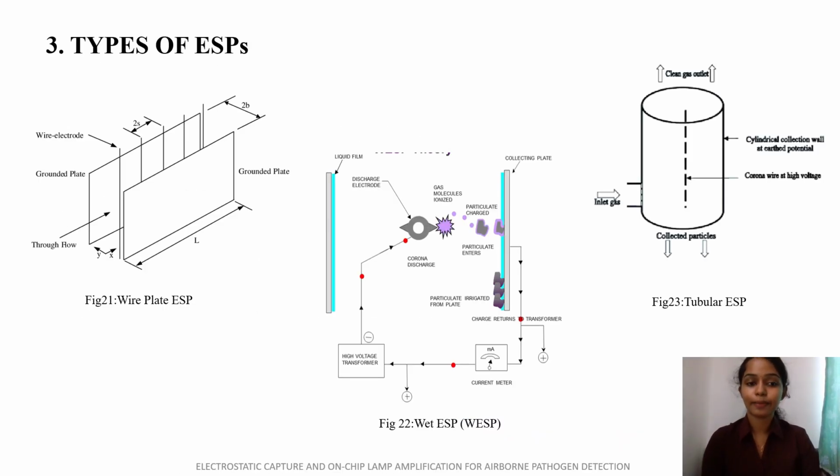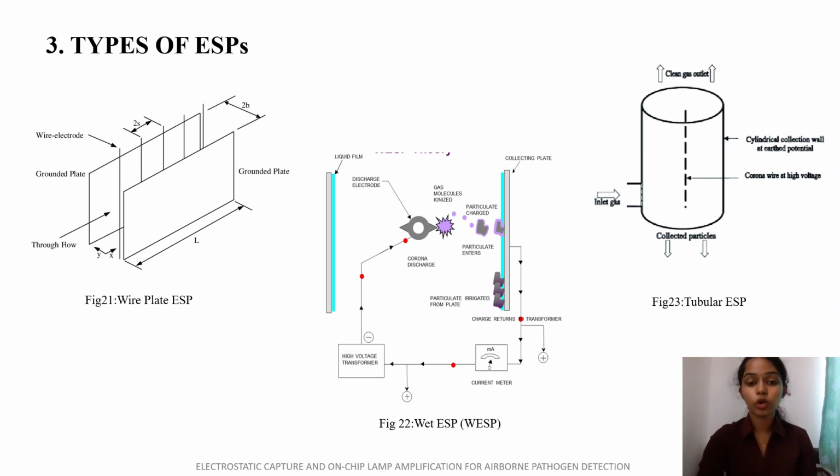Next, we'll go through the types of ESP. There are three types of ESPs: wire plate ESPs, wet plate ESPs, and tubular ESPs. Wire plate ESPs can capture airborne particles such as bacteria and viruses. It is a lab scale study, and it can affect pathogen viability, whereas tubular ESPs are similar to wire plate ESPs, but more compact. Higher efficiency depends on the flow rate and particle size.